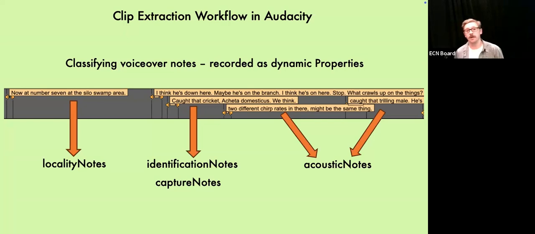We also have acoustic notes. He might make notes of the pulse rate and frequency as he's counted it in the field, or identifications that he's made in the field, like here, caught that cricket, Acheta domesticus, we think. Which is, again, one of those holy grail specimens. We can go back in the collection to the Silo Swamp area. I know this is a Kenya tape, I think.